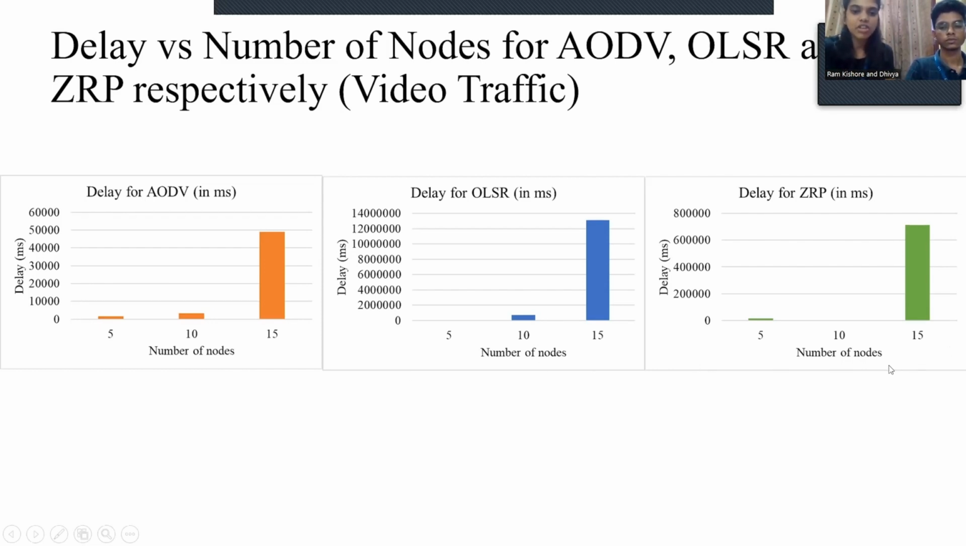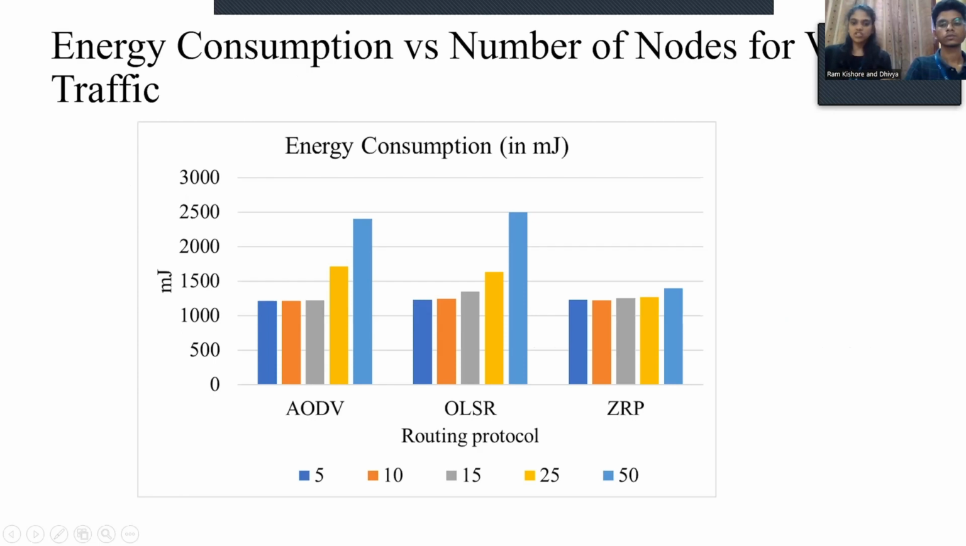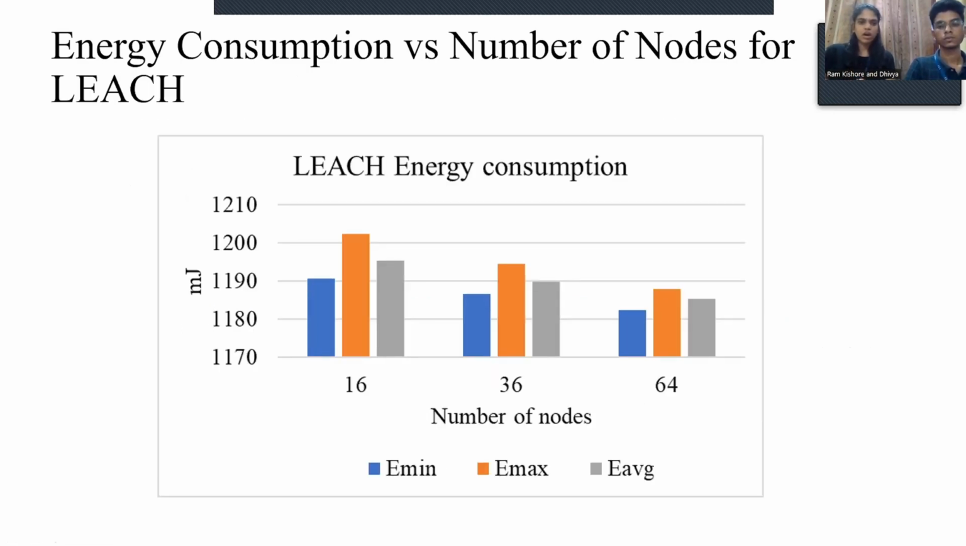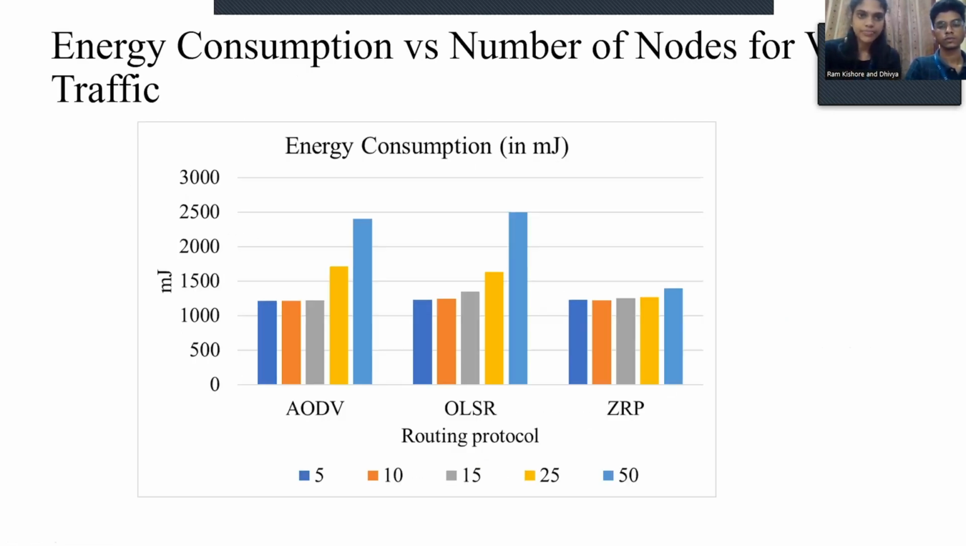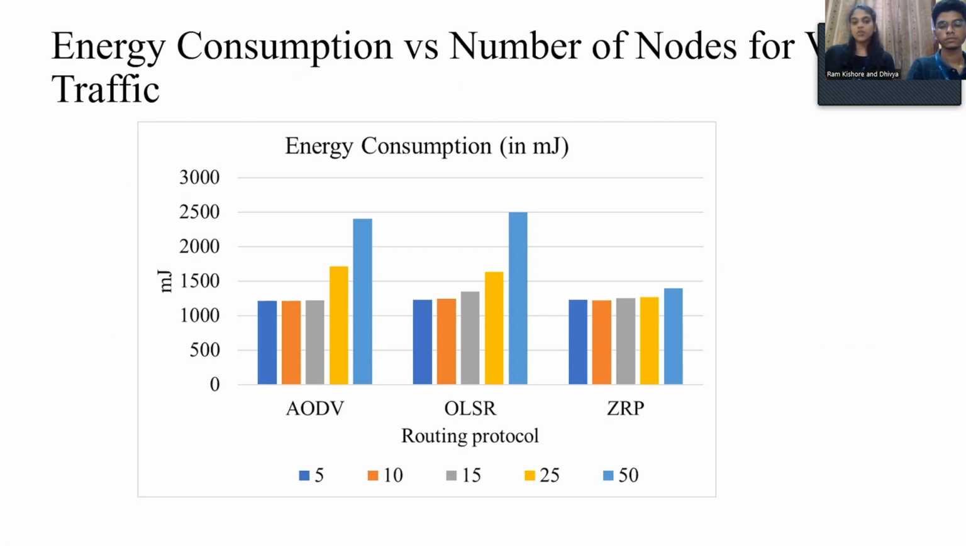So the last graph which we are going to see now is energy consumption. From the graph, we can see that ZRP uses a hybrid routing approach which can reduce the amount of energy consumed by route discovery and maintenance by dividing the network into zones, each using a proactive routing protocol, and interzone routing using a reactive protocol. ZRP can minimize energy consumption while maintaining efficient routes.